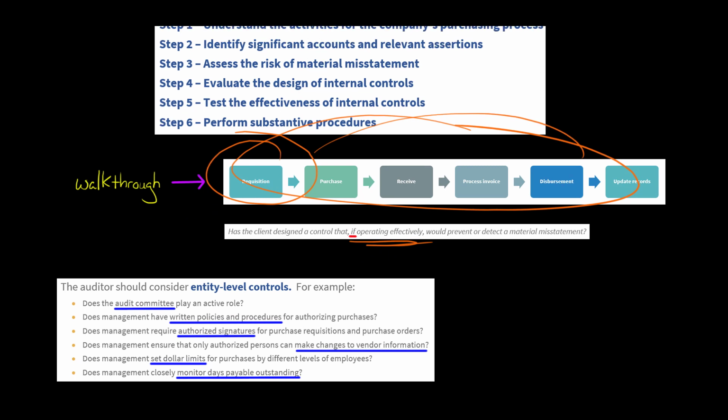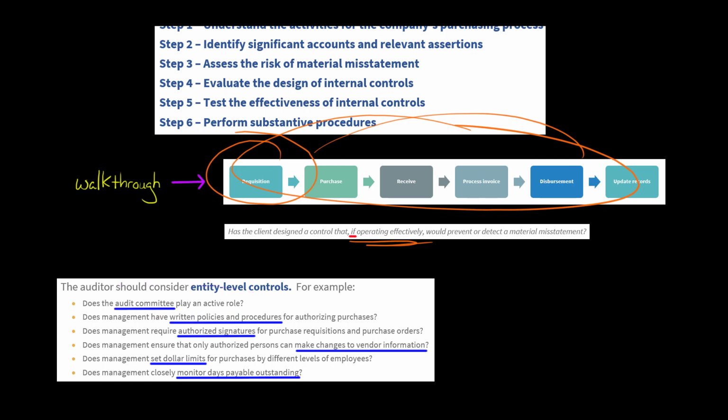Now, first, we're going to start with entity level controls. Okay, then we're going to move on to controls related to specific management assertions. But first, we're going to start with these entity level controls. For example, we're going to do some research, we're going to talk to people at the company, and we're going to find out, does the audit committee play an active role?